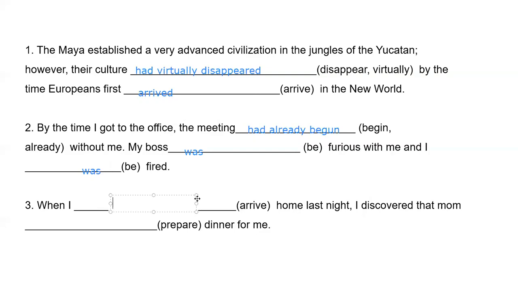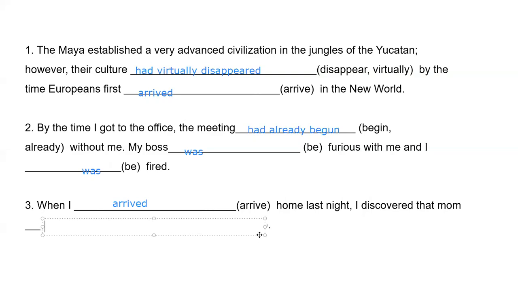When I arrived home last night, notice last night is a specific time without by or before or anything. This is a specific point in time in the past. So when I arrived home, something had already happened. I discovered that mom, I love my mom. Moms are great. So what did mom do? Mom had prepared dinner for me. So mom prepared dinner before I arrived.